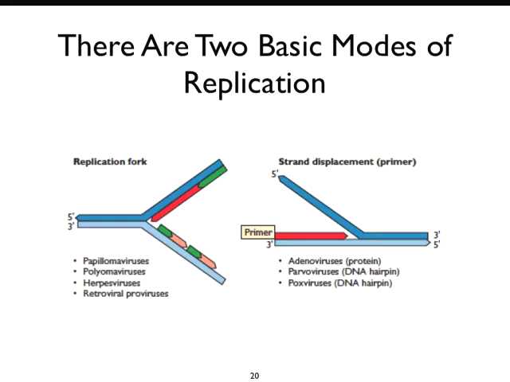That is, they displace one strand as they replicate another. Here's your parental strand. Here's your other parental strand. This one gets displaced as new DNA is laid down. Then the other one gets replicated. And we'll go through that for adenovirus.